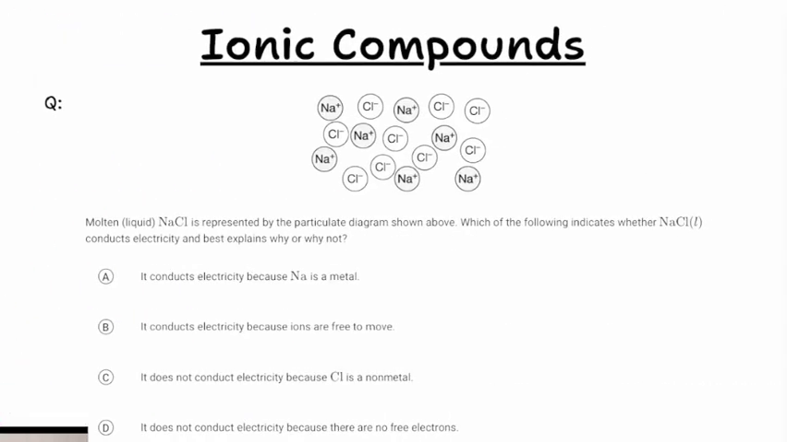Molten or liquid sodium chloride is represented by the particle diagram shown above. Which of the following indicates whether sodium chloride in liquid conducts electricity and best explains why or why not? I literally just mentioned it. It conducts electricity because the cations and anions are free to move around. So the answer will be B.